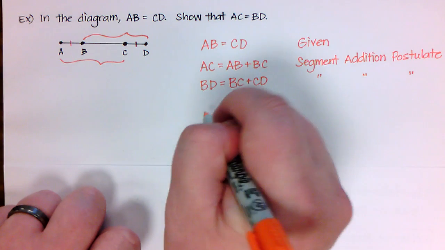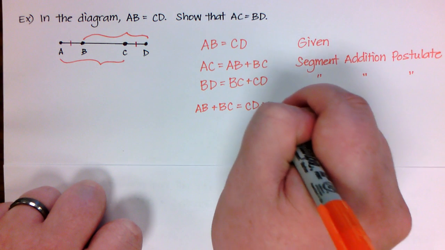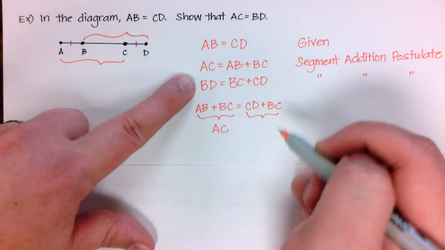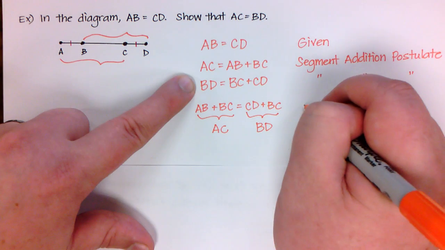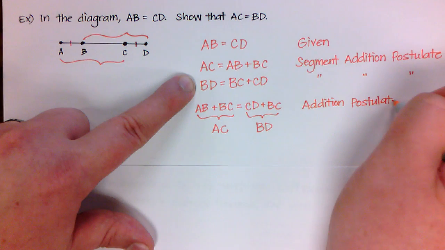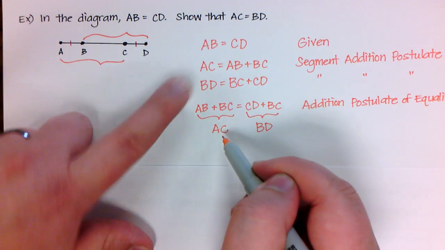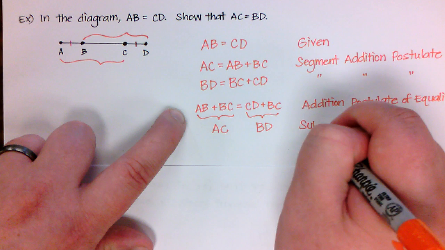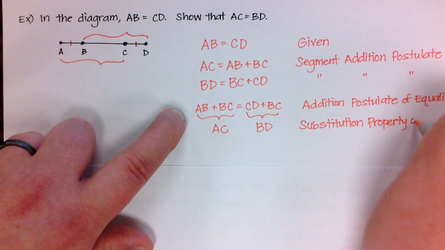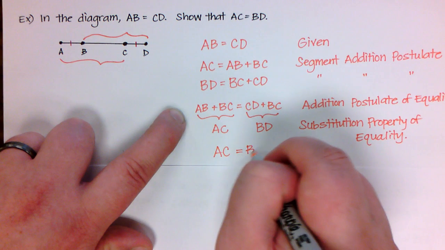So look what I have here. AB plus BC is equal to CD plus BC. This is because right here I said in this line that this is AC, and I said that this right here is BD. This is from the addition postulate of equality. And if I substitute saying that AB plus BC is equal to AC and substitute the other side, this is because of the substitution property. So in the end, I can justify and say that AC is equal to BD.